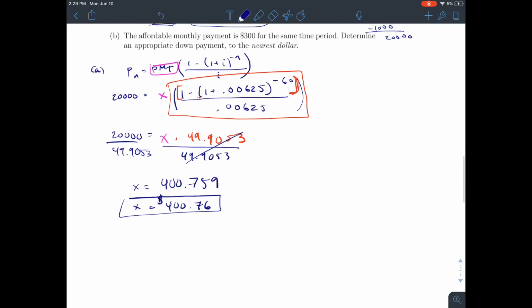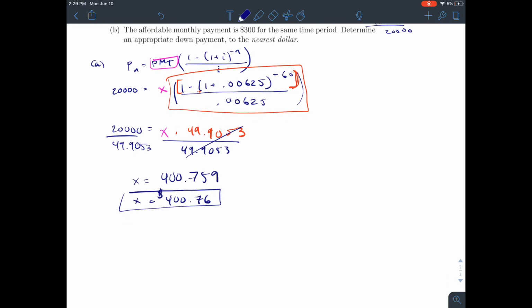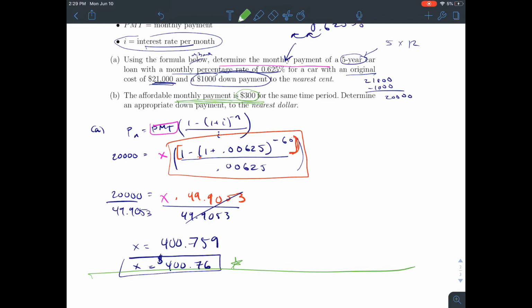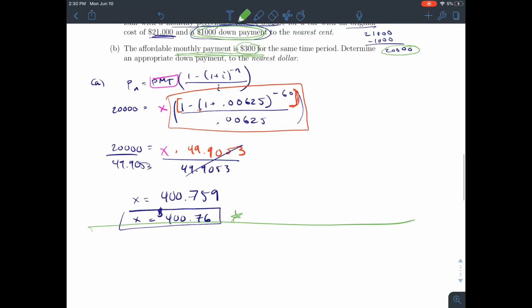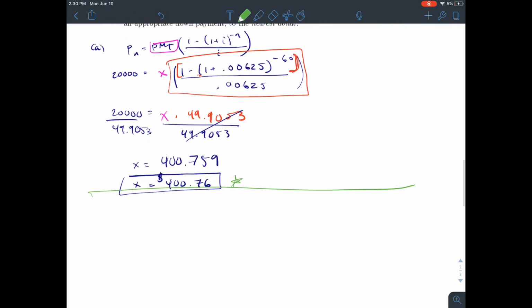Okay. So now we run into a bit more of a problem. So for part B, it says the affordable monthly payment is actually $300. So what we calculated was it would cost us this much money, but we can't afford that. What we can afford is $300 as our monthly payment. What that means is we won't be able to take out as big of a loan. So instead of taking out this $20,000 loan that we took out before, we'll need to pay a larger down payment to subtract from the total cost of the loan. So in this case, our down payment is the unknown amount. So let's see how this impacts the problem.